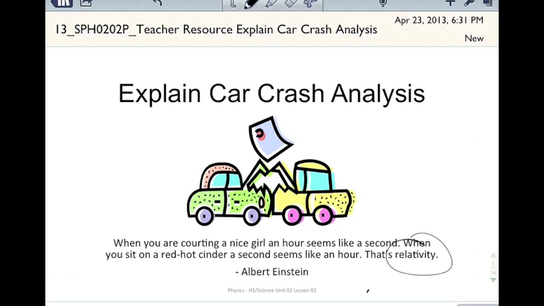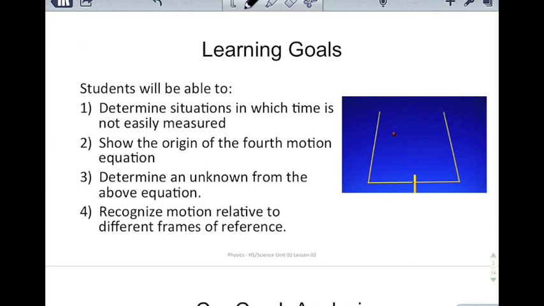of this lecture. So, the learning goals. We want to determine situations in which time is not easily measured. Usually those are things that are after the fact, like car crashes. We want to be able to show the origin of the fourth motion equation and determine an unknown for this equation that we're referencing here. We also want to be able to recognize motion relative to different frames of reference. In other words, two objects are going in the same direction or opposite directions.